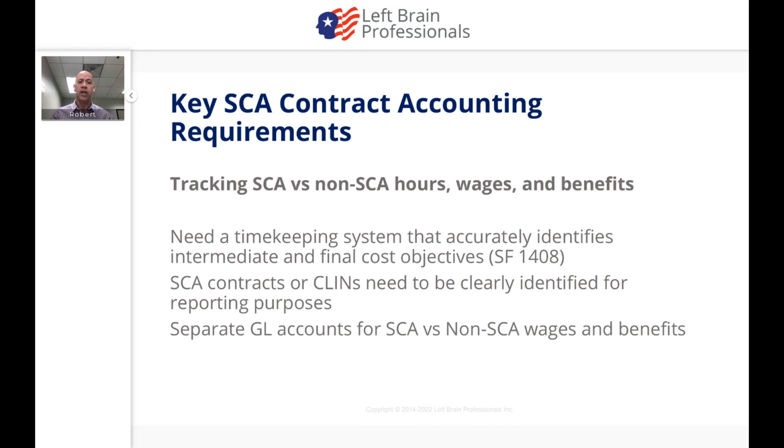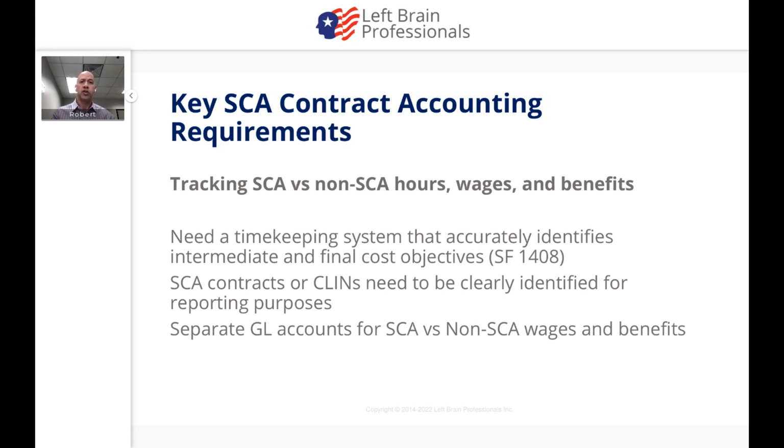And you want to have separate GL accounts for the SCA and the non-SCA wages and benefits. Now, we take the approach here of actually breaking out separate GL accounts. In theory, as with many things in accounting systems, you might be able to use some type of tag or code part extension, some other mechanism to break that out such that you might only have one labor account and you're otherwise able to identify the SCA versus the non-SCA labor. That certainly might work.